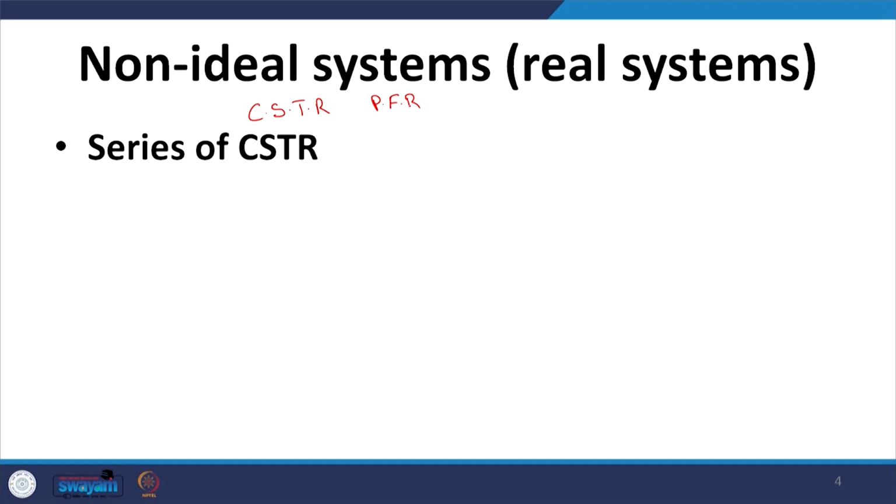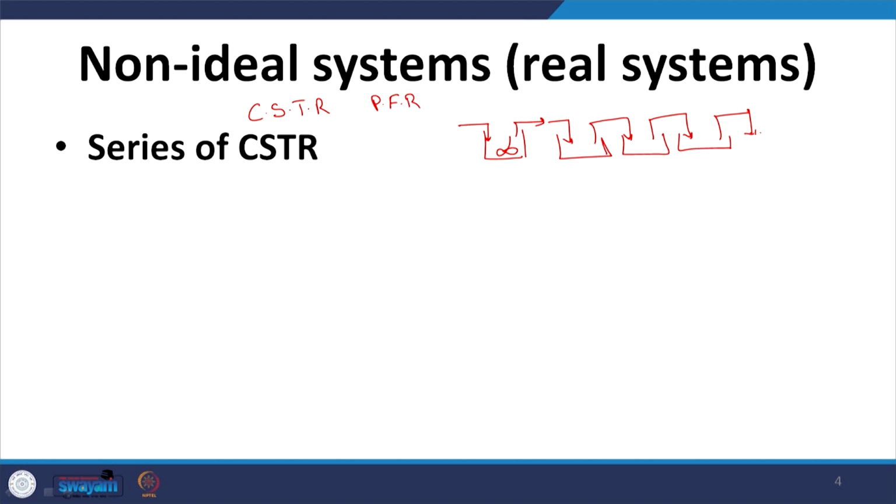So, one case is having a series of CSTRs, and what do we have here? We have flow coming in, flow going out, and complete mixing. But if it is a series of reactors, what is it that we have? This outlet will be the inlet for the next one, and so on and so forth. We have that in series. Then how do you think that will behave?